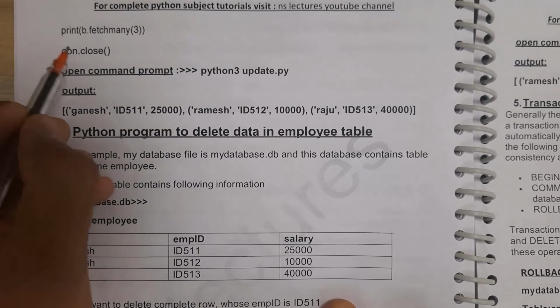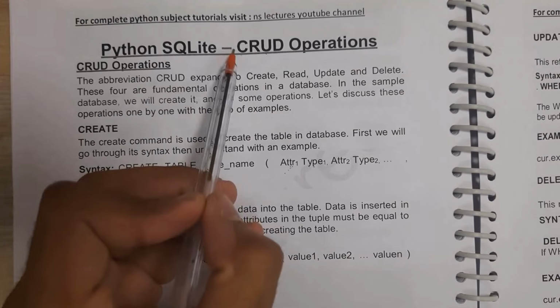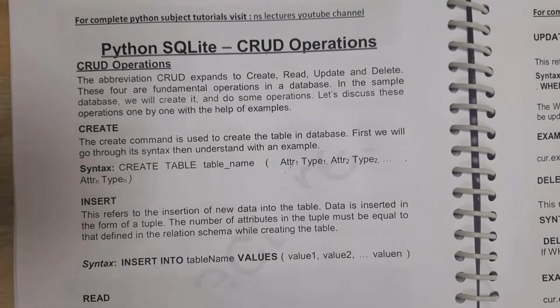So just write here connection.close. This is the program in order to update data which is present in a table in my database. Till now I explained create, read and update. Next I will explain delete.